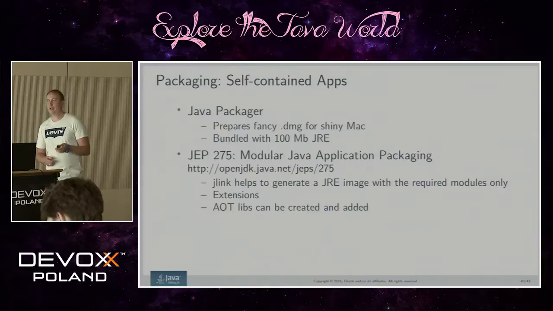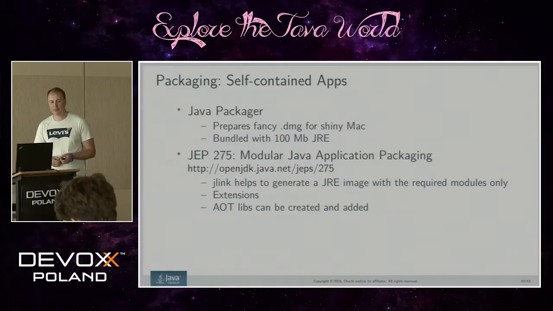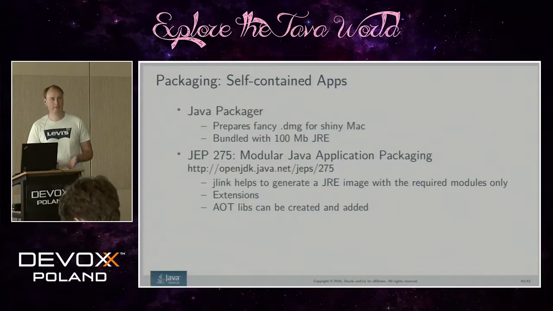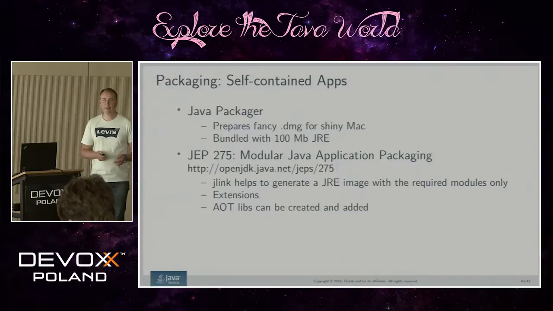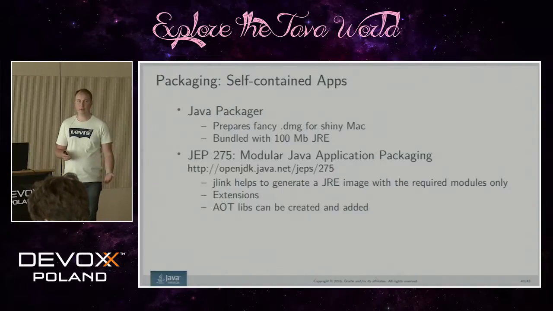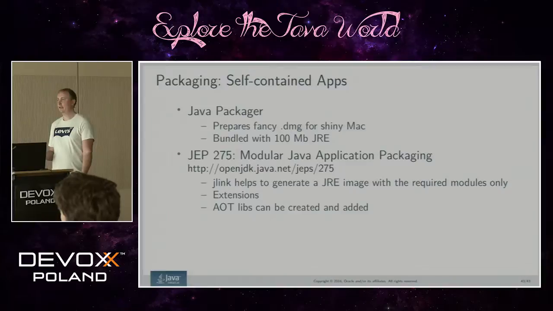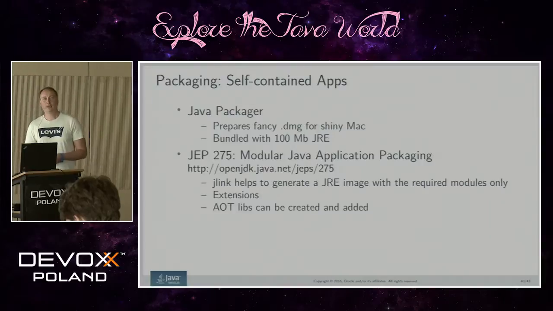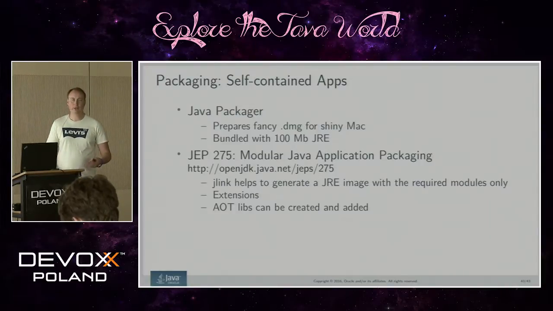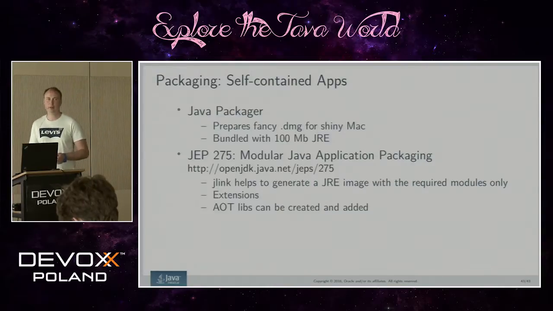So how could this be produced behind the scenes? It actually could be done with the new JLink tool. It's a tool for modular packaging. Then you can produce a stripped JRE image that contains only the modules that you actually use, unlike the current approach where you strip just a little bit with the Java packager. And there could be a module for JLink that will create shared libraries for you. Then you deploy your application.